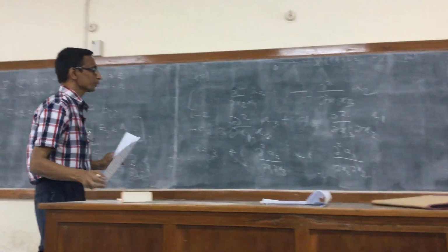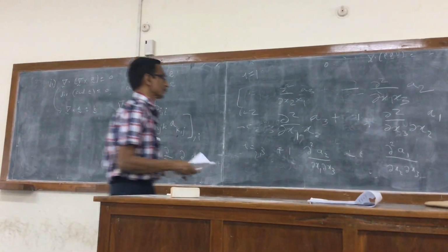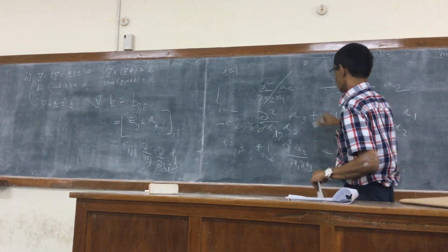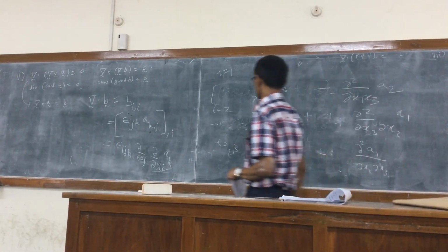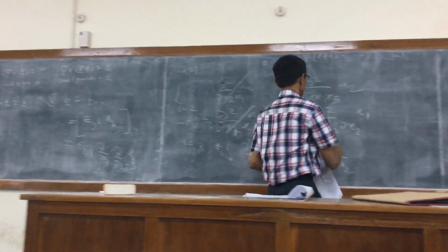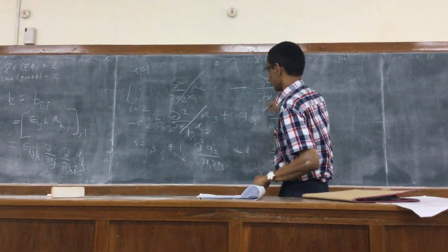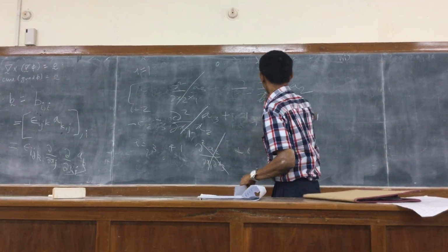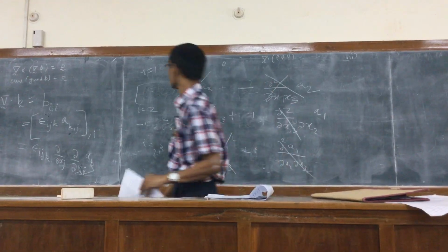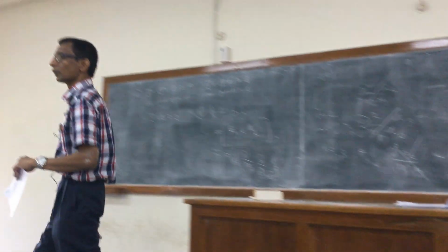So you can now see that all the terms are cancelling. D squared a3 by dx2 minus, so this is cancelling with this, and this is cancelling with this, and this is cancelling with this. And so the whole thing is 0.